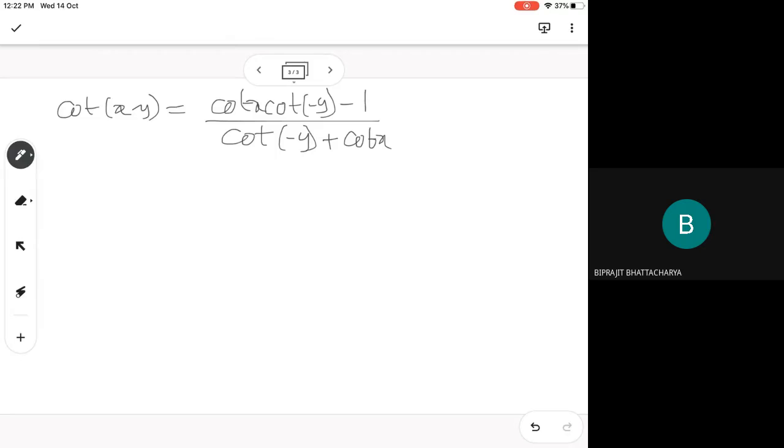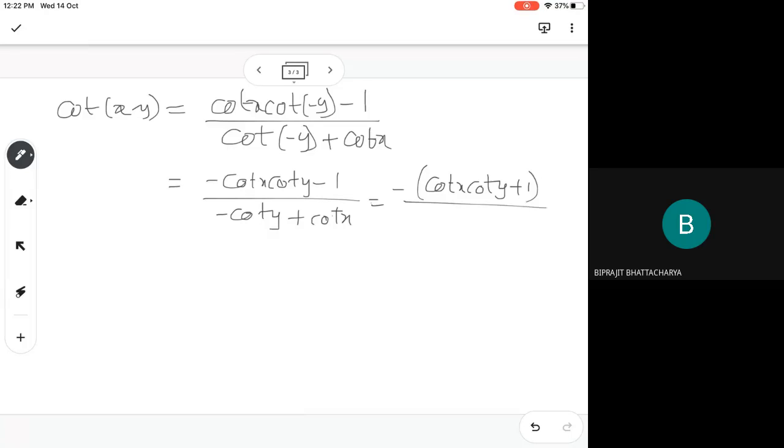So now what will you get here? Minus cot x cot y minus 1 by minus cot y plus cot x. Take the minus common in the numerator, so you get cot x cot y plus 1. In the denominator also take the minus common, so you get cot y minus cot x.